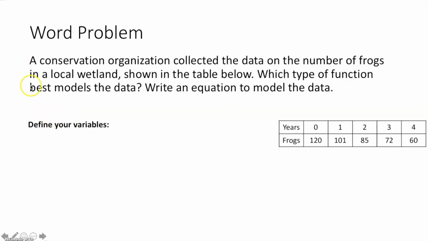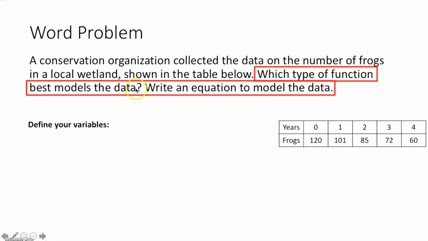So in order to find our variables, we need to know what is the question asking. It's asking which type of function best models the data. Write an equation to model that data. That doesn't really help. Well, is there anything in the problem that could help us define our variables? Well, it does say that the organization collected data on the number of frogs in a local wetland. And if you look at our t-table down here, we see that there are years and there are frogs.